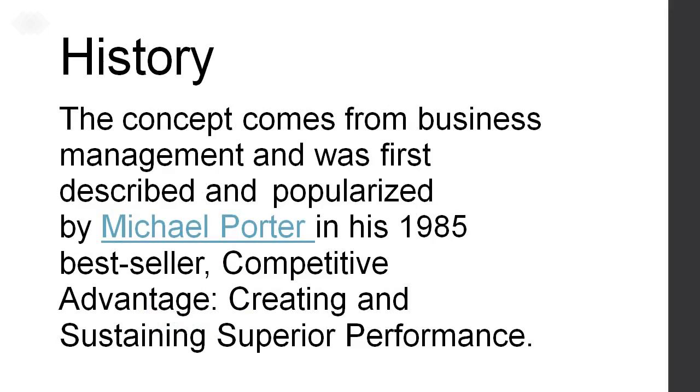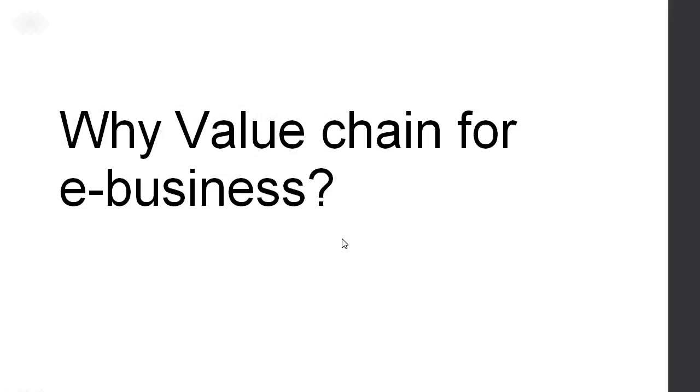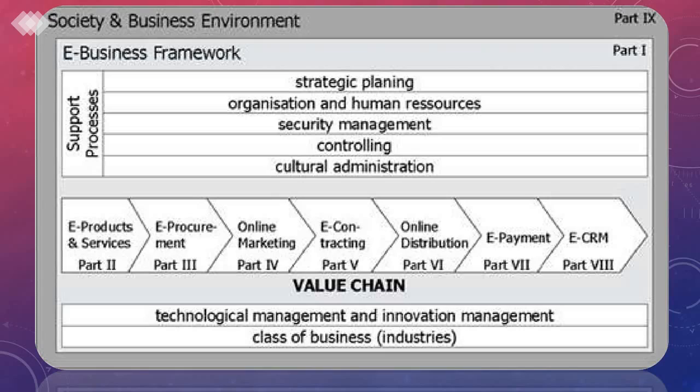After that we covered some history of the value chain, and then with the help of this diagram we learned how primary activities and supporting activities are helpful for our value chain. After that we covered why the value chain matters for e-businesses, and those are the reasons we covered in our slide. Basically they allow us to study electronic transactions between market partners, consumers and citizens. They are also helpful for private and public administrations, which includes different NGOs also. After that we covered how society and the business environment are helpful for the value chain. We learned about the e-business framework of our value chain.